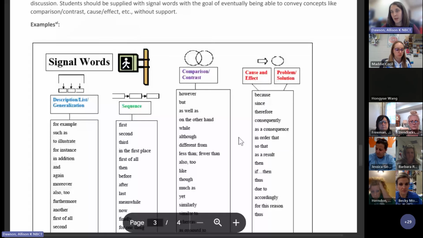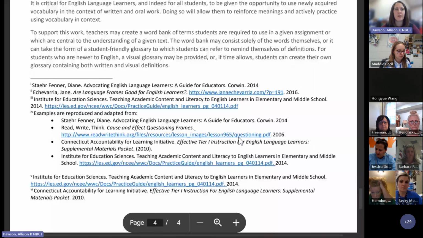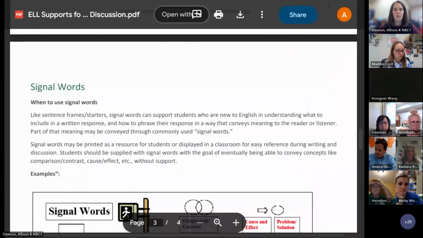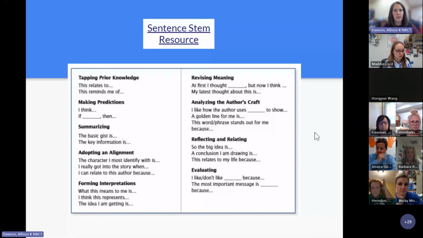This last page talks about how to create word banks. So that could be something important to go back to when you have your work time in just a second.